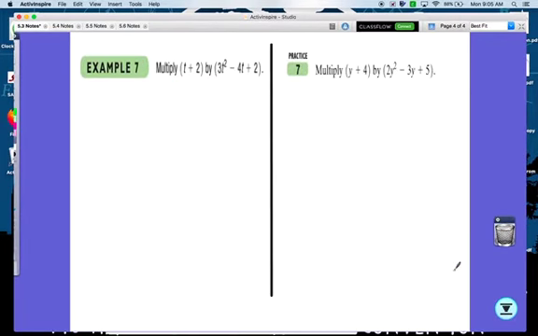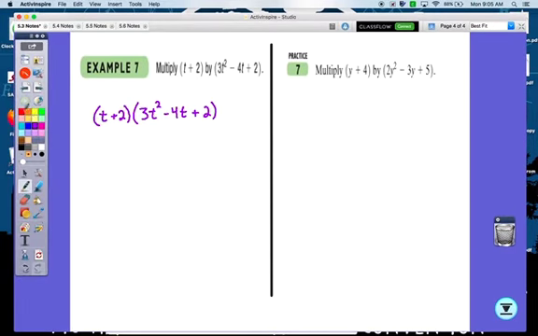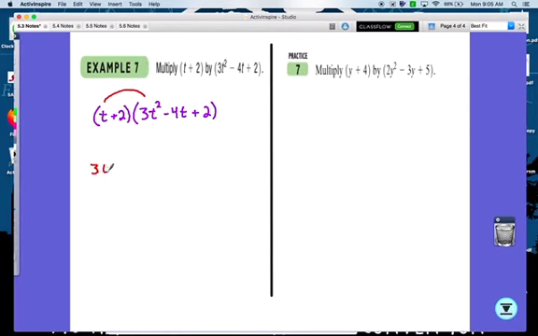All right, and then finally practice 7. We have a binomial times a trinomial. It's pretty much the same thing, you just have more terms. So we have t plus 2 times 3t squared minus 4t plus 2. I'm still just going to use the distributive property. T times 3t squared. That'll give me 3t to the third. T times a negative 4t. I'll have the negative 4, and then t times t gives me t squared. I'll have t times the 2. That gives me plus 2t.